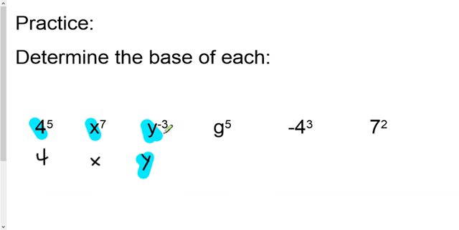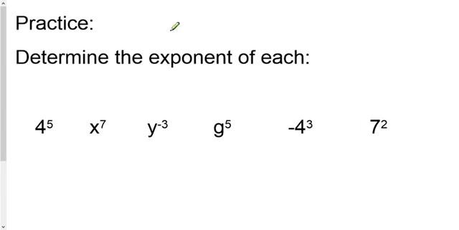Whoops, didn't mean to use the highlighter there. Even though it's got a negative exponent, which you don't know how to do right now, we're just asking what the base is, and that would definitely be a y. This would be g. -4. And +7.